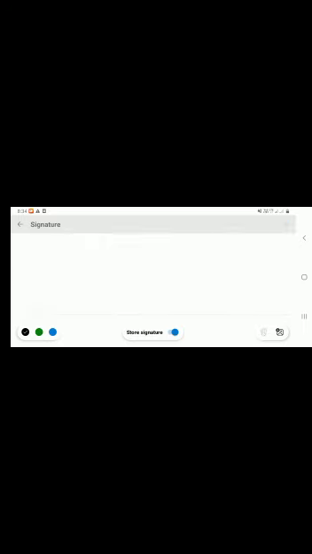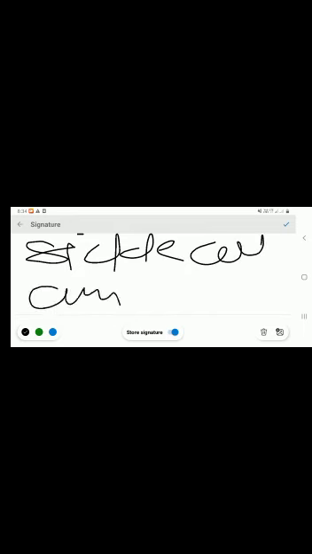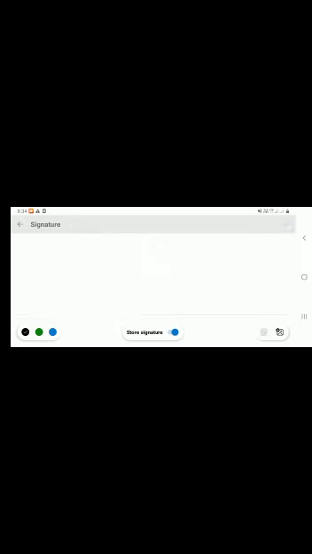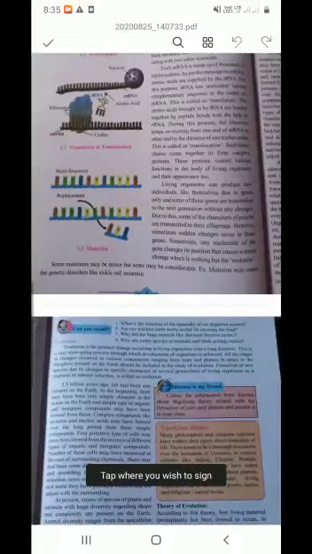Due to major mutation, a most worst and vast hereditary disease, that is sickle cell anemia, can be caused. This is the simple part.